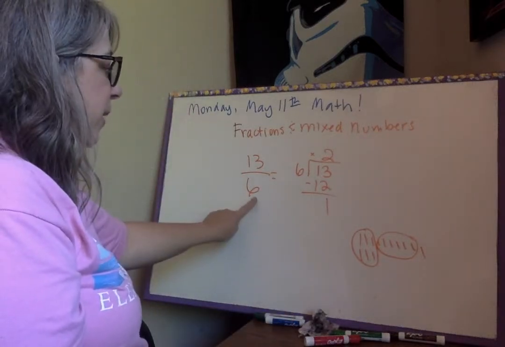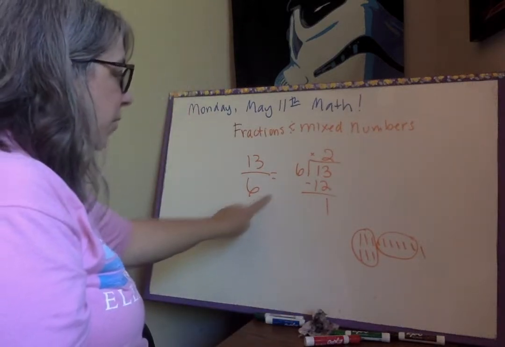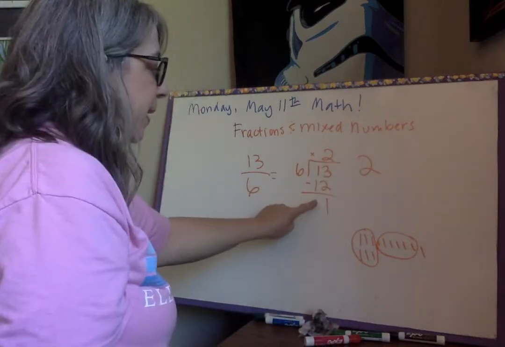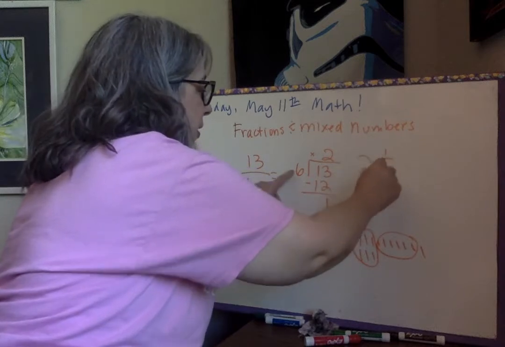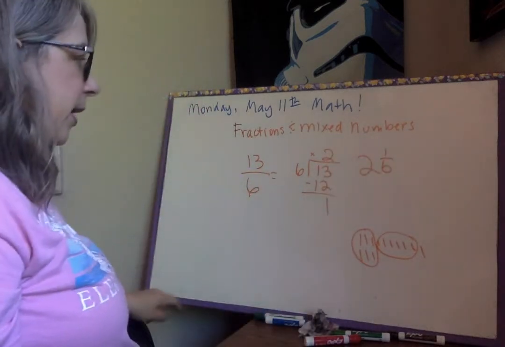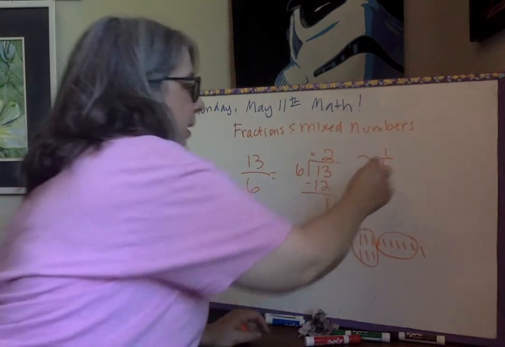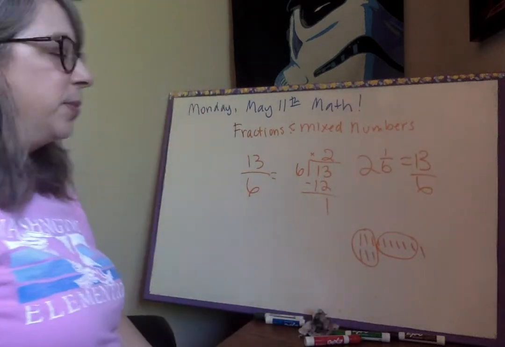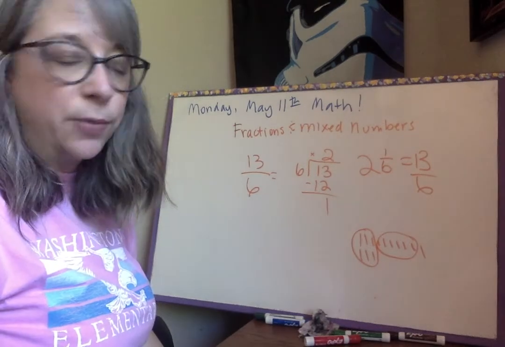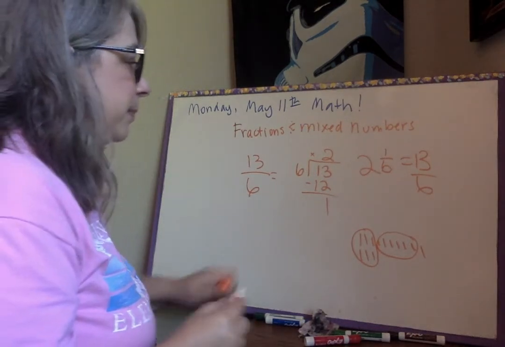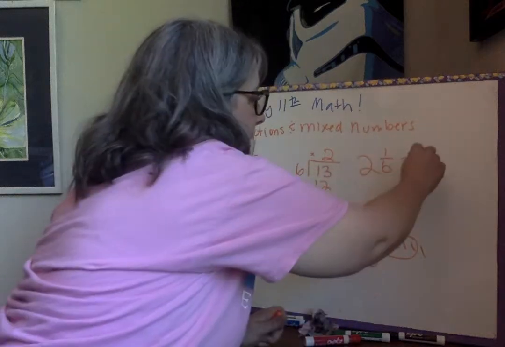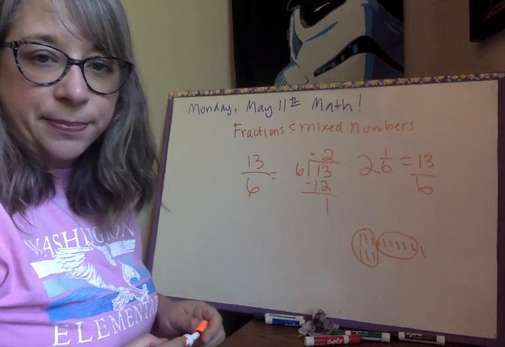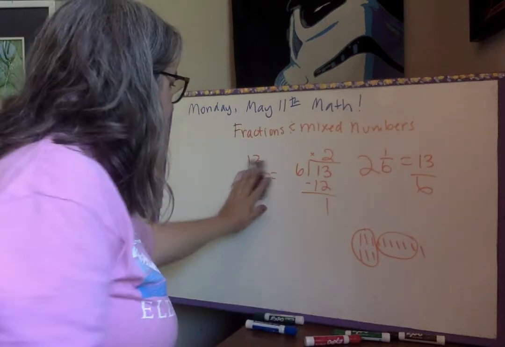Now, when we have a remainder, we can't leave it like that. So our whole number is 2, and our fraction is going to be 1 as our numerator and 6 as our denominator. So 13 over 6 is equivalent to 2 and 1/6, sorry. So 2 and 1/6 is equal to 13/6. All right, let's try another one.